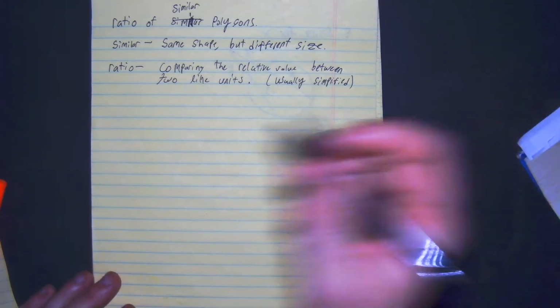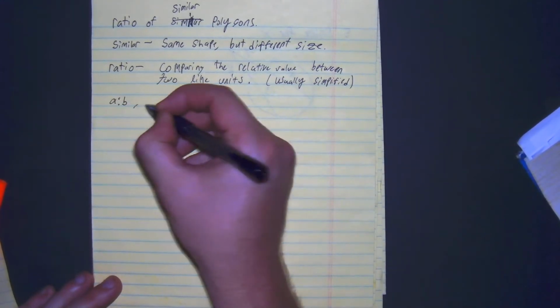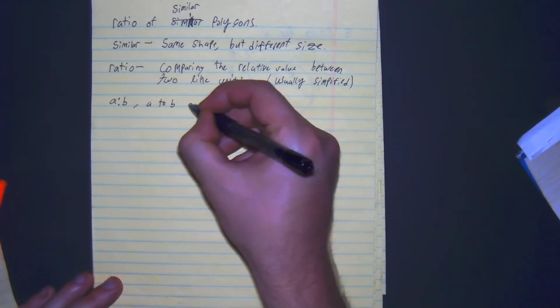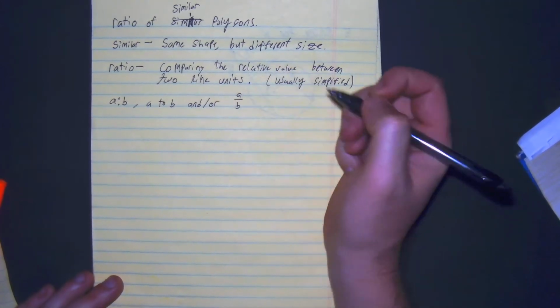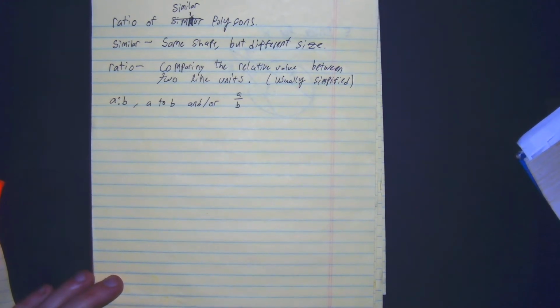How can we write a ratio? There's three main ways: A colon B, which also means A to B, or A over B. These are different ways we could write it. There are a few other ways you could do it, I believe, but this is how we're going to see it in this course.